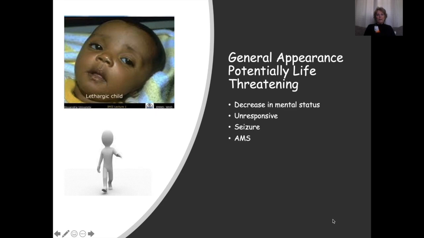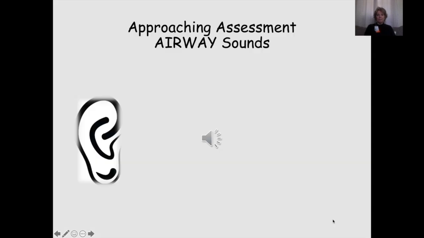So potentially life-threatening issues as you are approaching these children: their general appearance or their affect, certainly a lethargic child. If they have decreased mental status, certainly if you see them laying there and they're seizing, sometimes it's not so obvious. Sometimes you just see rhythmic activity of a digit and unresponsiveness, and that can be a seizure. Altered mental status could be an ingestion, lots of different things. But what do you notice as you're approaching this child about their general appearance or their affect?